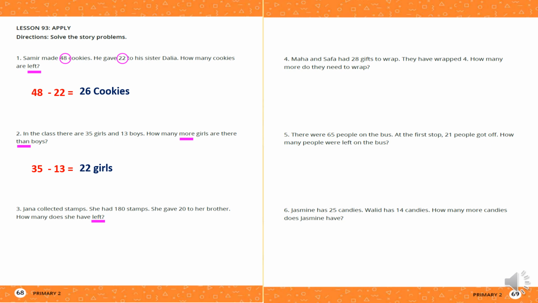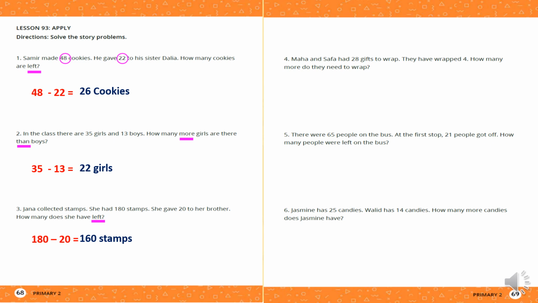Question number 4. Maha and Safa had 28 gifts to wrap. They have wrapped 4. How many more do they need to wrap? So here we will subtract. They wrapped only 4 from the 28. So how many more do they need to wrap? We will subtract 28 minus 4. 28 minus 4 equals what? Subtract ones with ones, tens with tens. 8 minus 4 equals 4. 2 minus 0 equals 2. So the result equals 24 gifts.